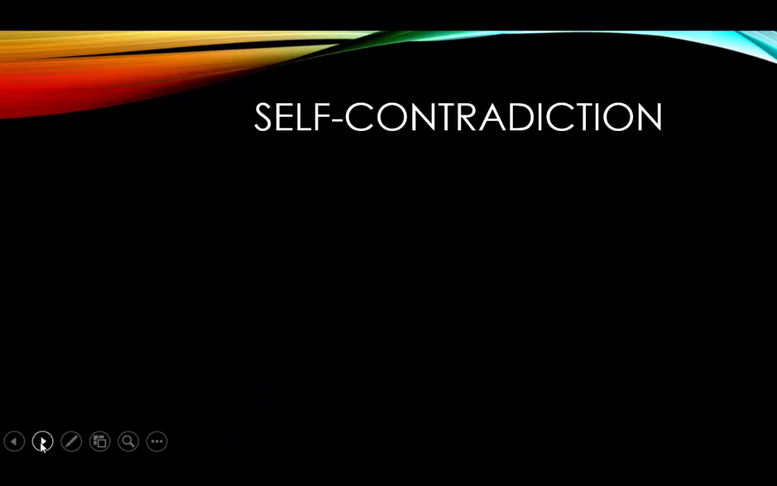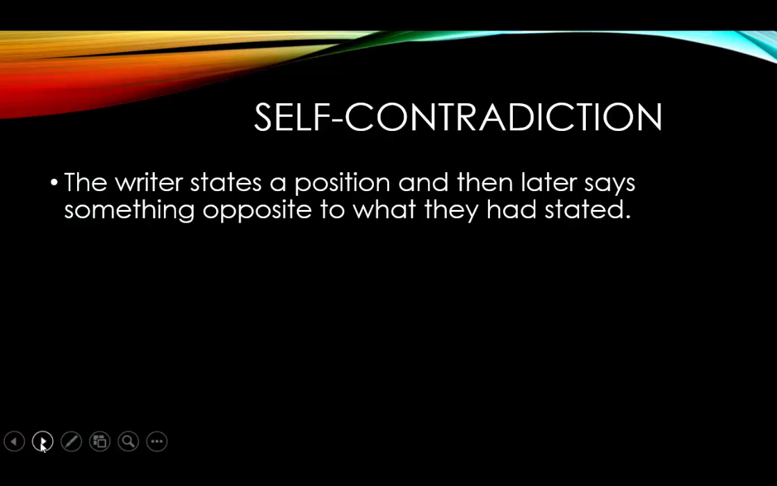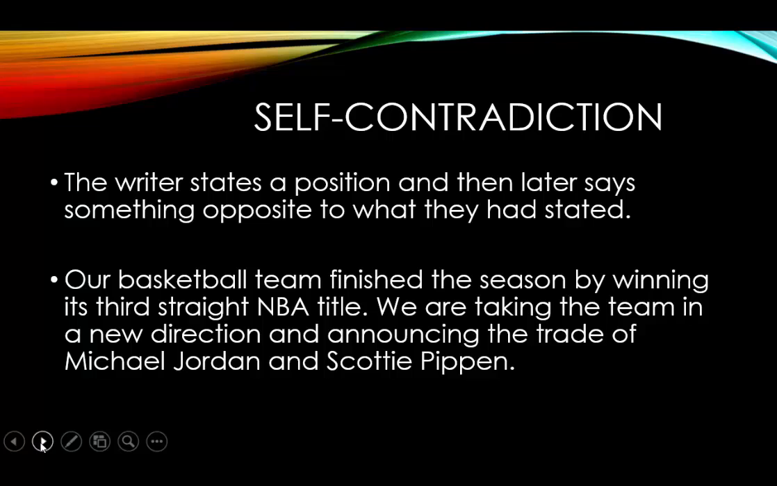Our next one is the self-contradiction. The contradiction, again, is something that goes opposite. So the writer states a position and then later says something opposite of what they stated. I love this one because it's kind of true. The owner of the Chicago Bulls basically said, the basketball team just finished the season by winning its third straight NBA title. We are taking the team in a new direction and announcing the trade of Michael Jordan and Scottie Pippen.